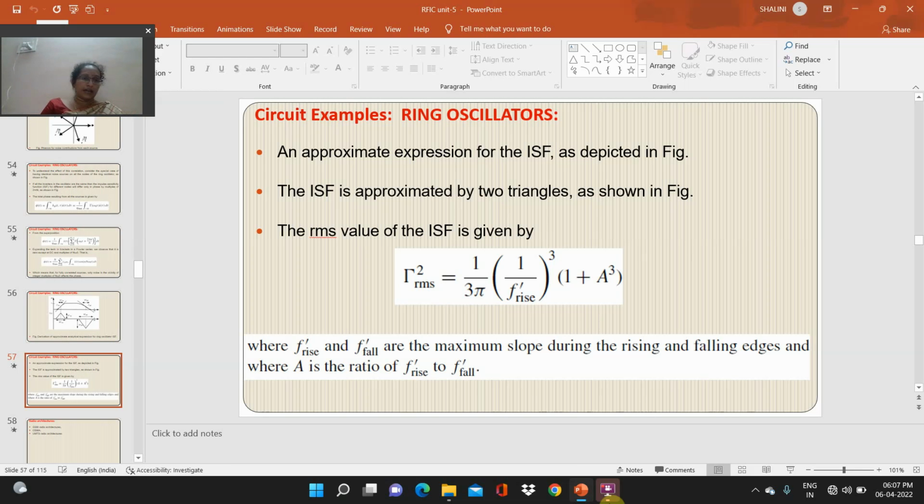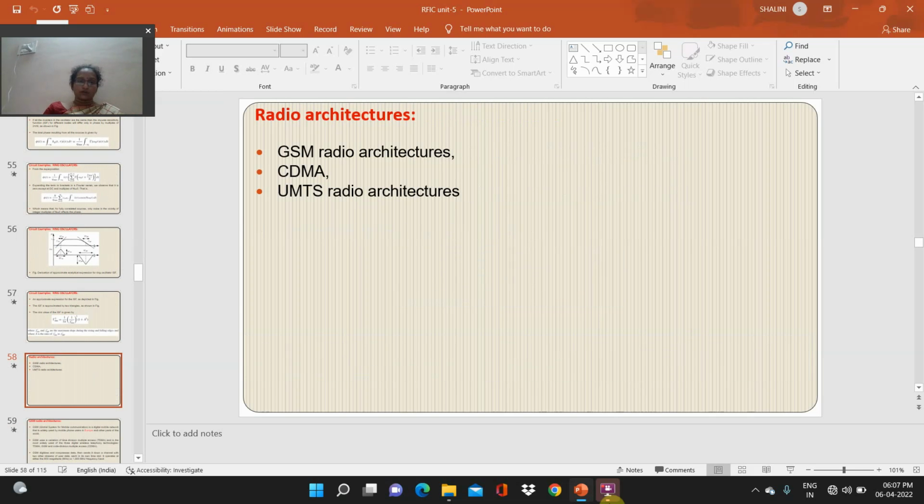where f' of rise and f' of fall are the maximum slope during the rising and falling edges, and where a is the ratio of f' rise to f' fall.